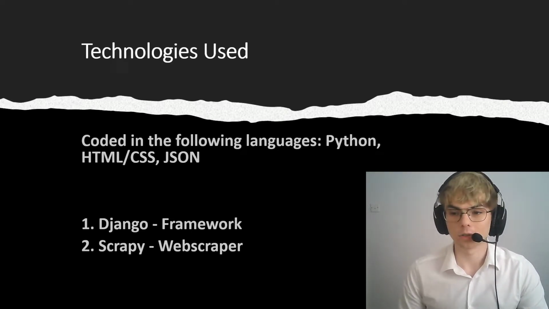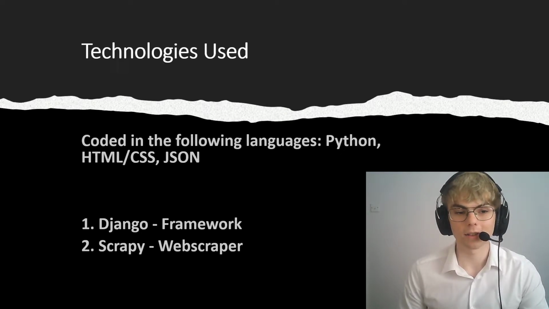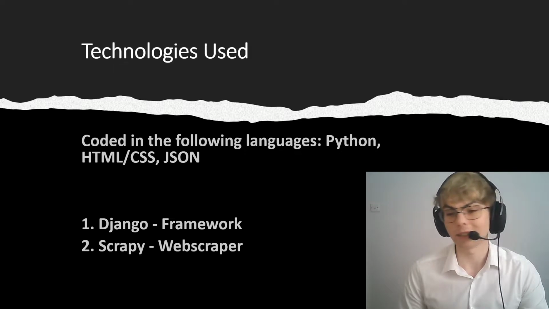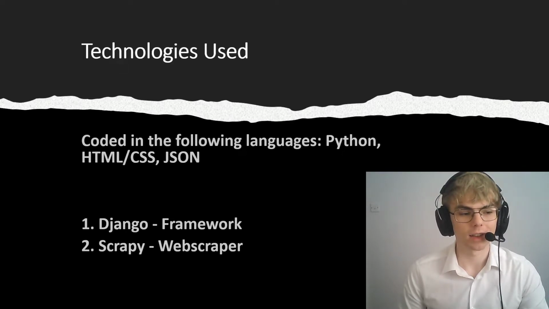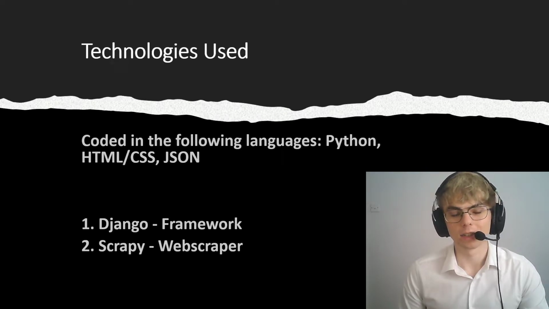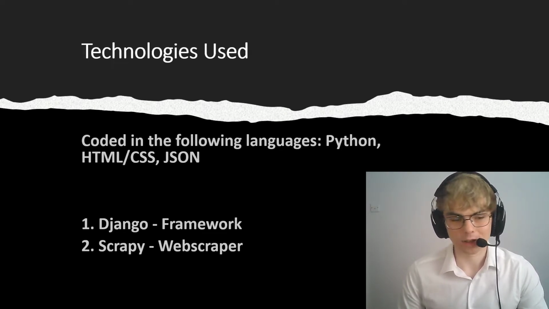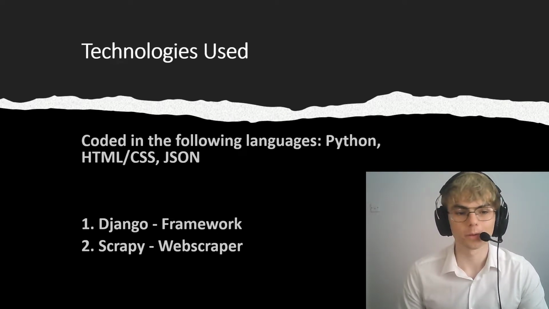The technologies used: I use Python for the bulk of the computation, essentially everything. I use HTML and CSS for the front end, and I use JSON as well to help me complete the project. You can see there I use the Django framework, which works well with Python, and I use Scrapy as my web scraper, which you'll see in action now in the demonstration. I used it to gather the fraudulent websites off of the database.